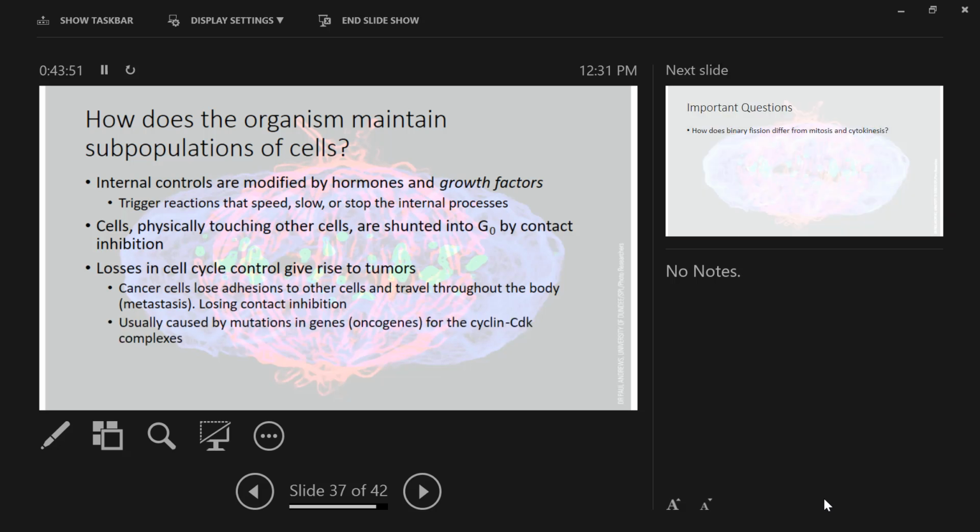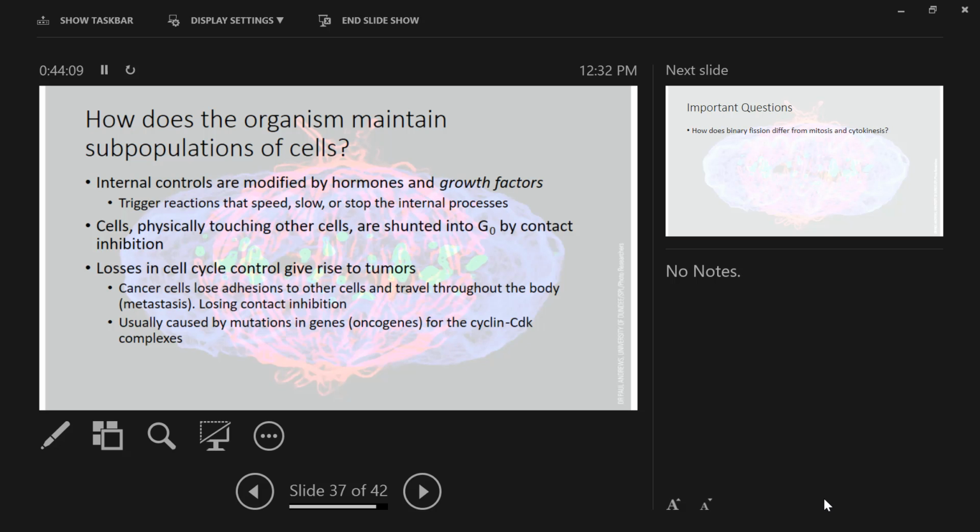And so these shifts from normal cell cycle control to abnormal cell cycle control usually result from mutations in what we call oncogenes, which are the genes that code for the machinery necessary to move from one stage to another.